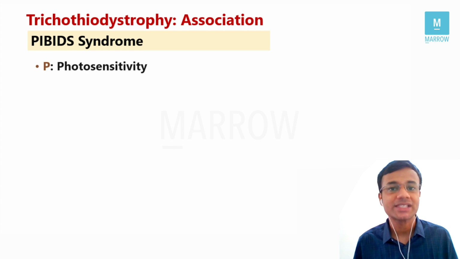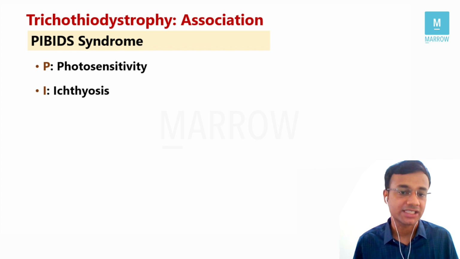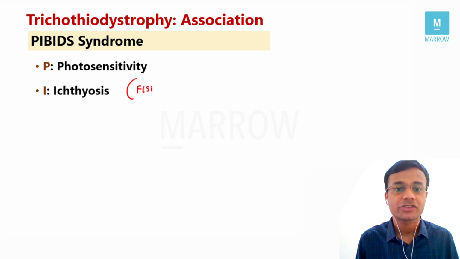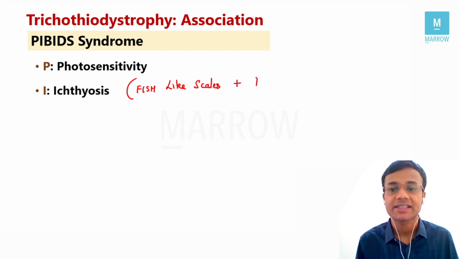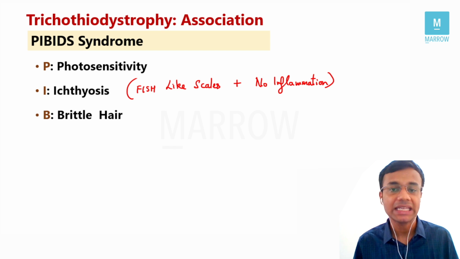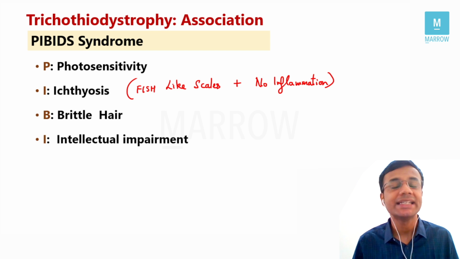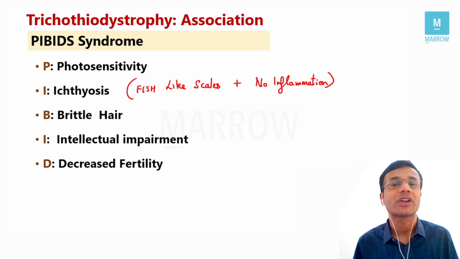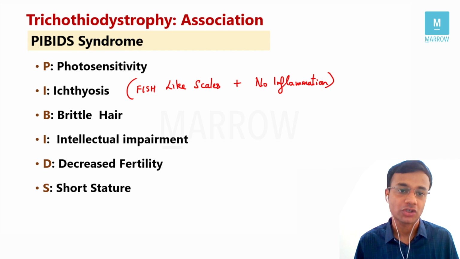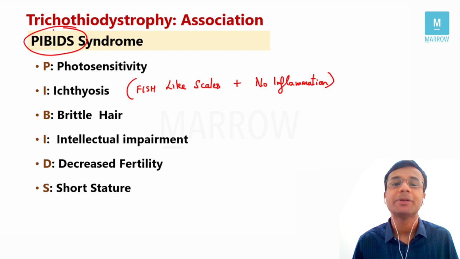So P stands for photosensitivity, I stands for ichthyosis, which we already know is the presence of fish-like scales with no inflammation. The presence of fish-like scales with no inflammation is termed as ichthyosis. B stands for brittle hair. The next I is going to stand for intellectual impairment. D stands for decreased fertility and S stands for short stature. So please remember this acronym PIBIDS for Trichothiodystrophy in this particular order, and ichthyosis is also a very important question in the exam.